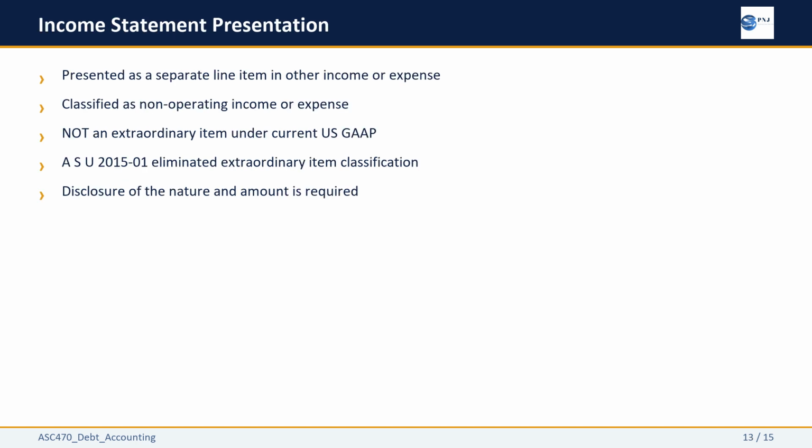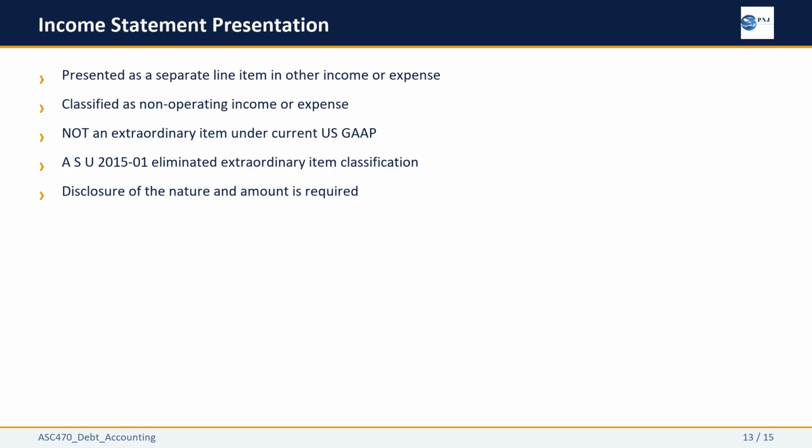Once you have the gain or loss, where does it go on the income statement? The answer is other income and expense, the non-operating section. It must be presented as a separate line item so users of the financial statements can see it clearly.